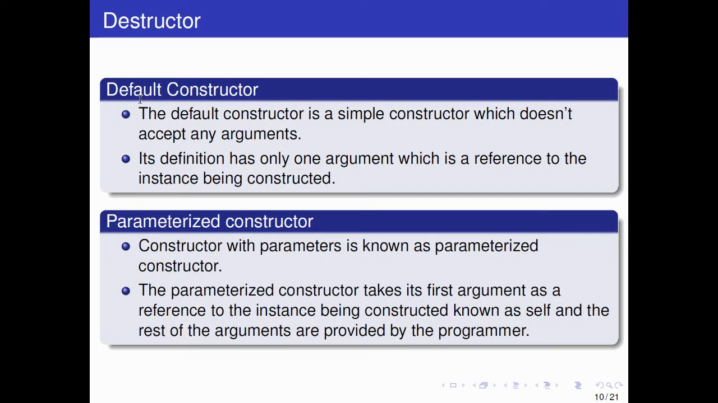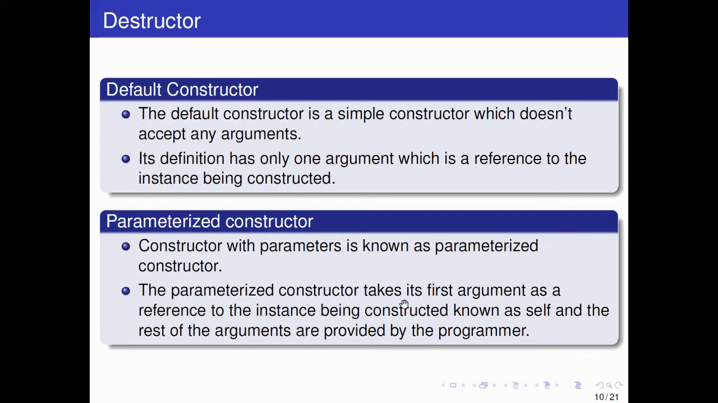Okay, so what is it saying? What is a default constructor? The default constructor is a simple constructor which does not accept any argument, and its definition has only one argument, which is the reference to the instance, like the object being constructed. And next, the other is the parameterized constructor. The constructor with parameters is known as a parameterized constructor. The name itself suggests the definition.